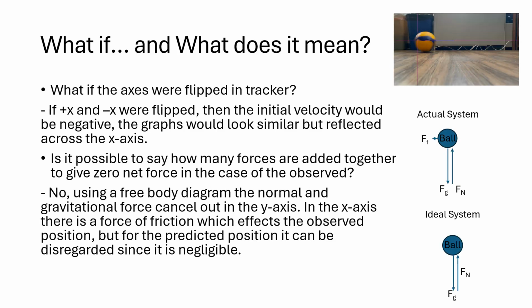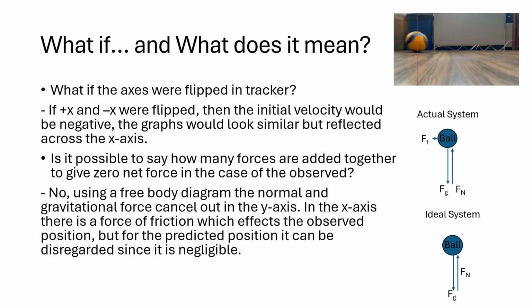What if, and what does it mean? What if the x-axis was negative? What if they were flipped? Your initial velocity would have been negative and the graphs would have been the same except reflected across the x-axis.